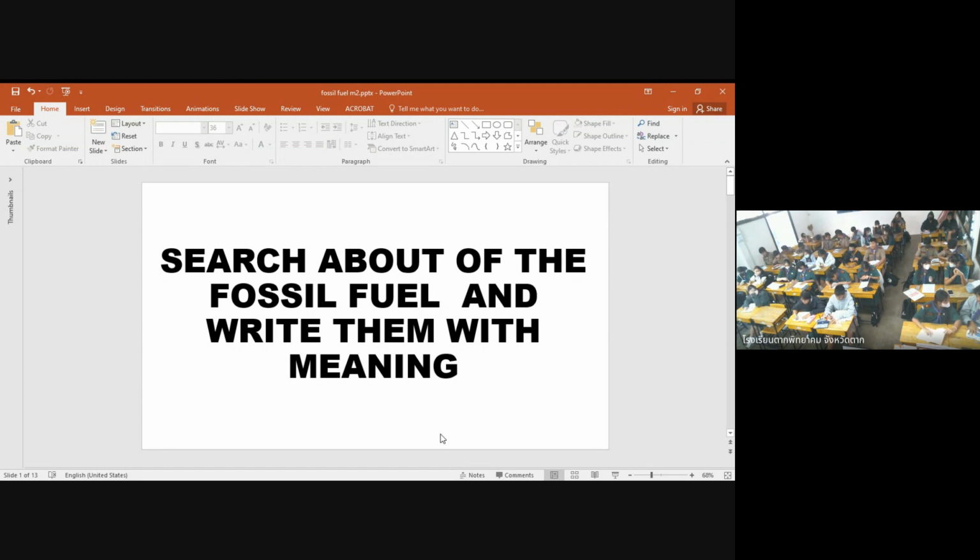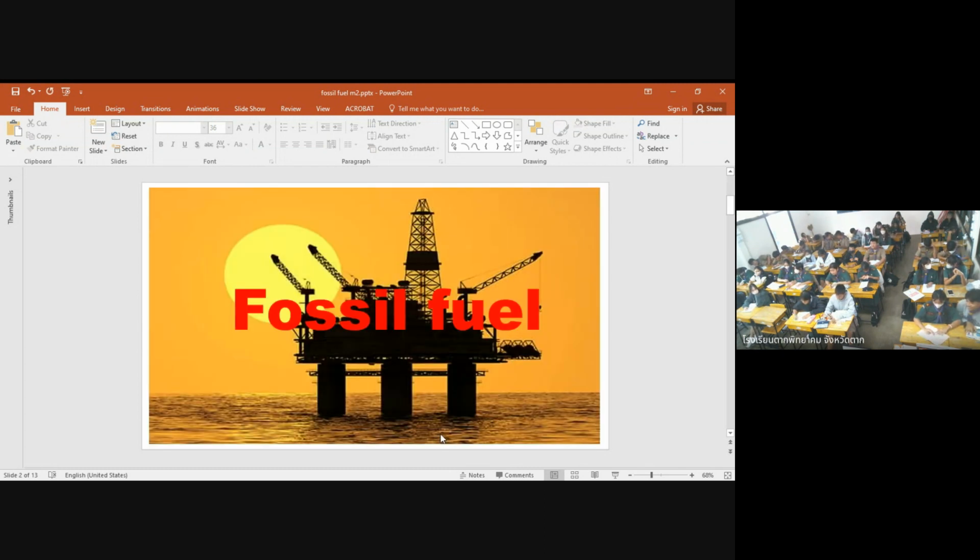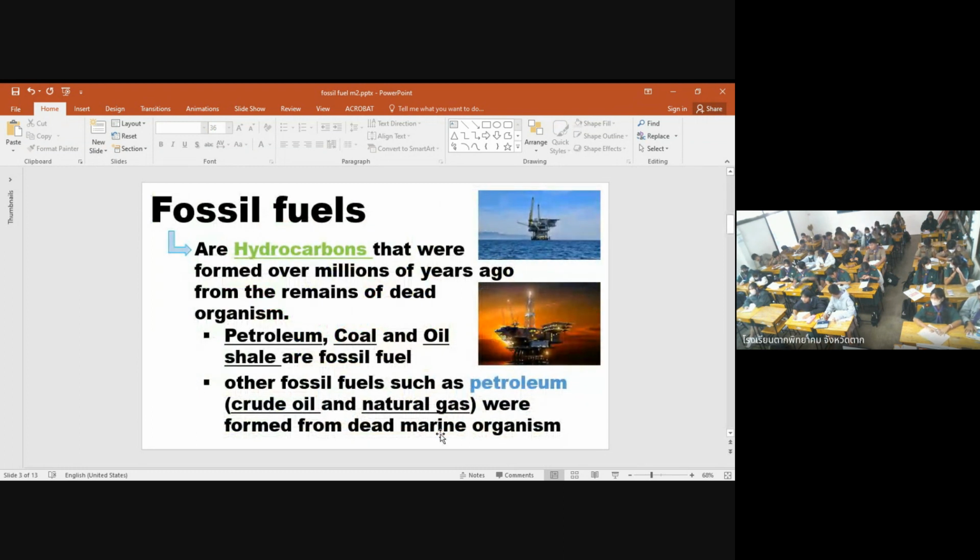So you have to list them: the petroleum, the coal, and oil shale. Try to search the meaning of these three fossil fuels, again in your science notebook.